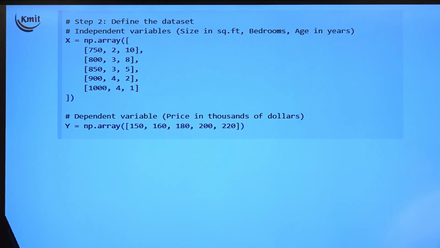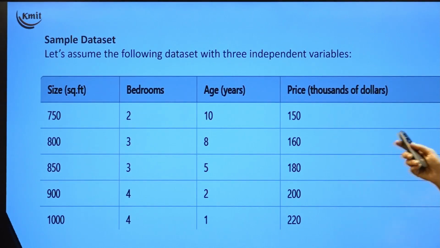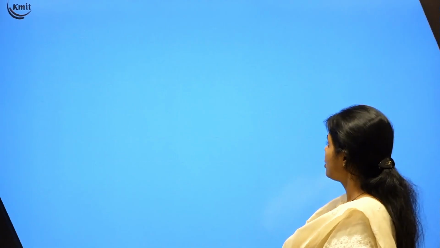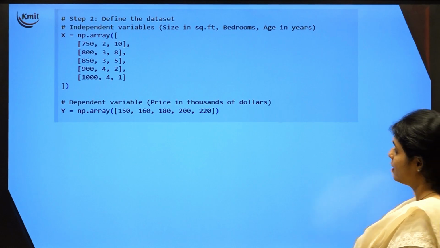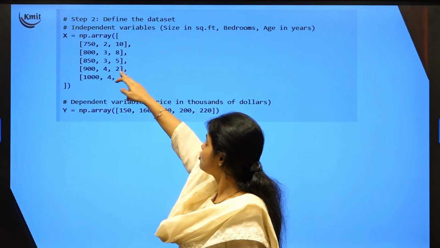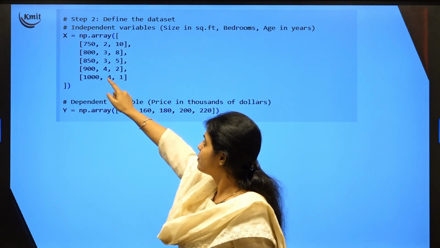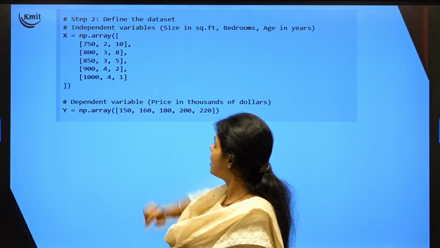Okay. So here I want to define x and y. When we look into x, I have three different features x1, x2, x3, that is the size, bedrooms and age. So if I want to create this, I'll create a simple array. Okay, I say np.array, a list of values 750, 2 and 10. This represents the size of the house in square feet. This is the number of bedrooms, and this is the age of the house. Okay.